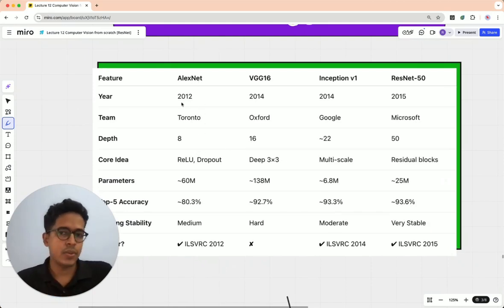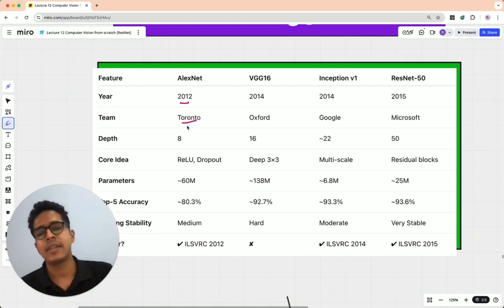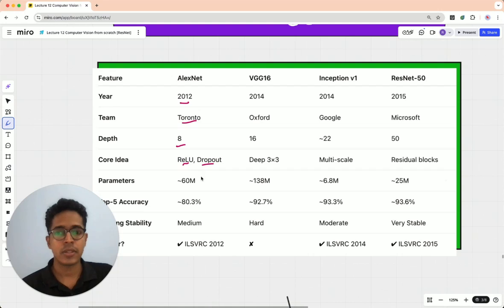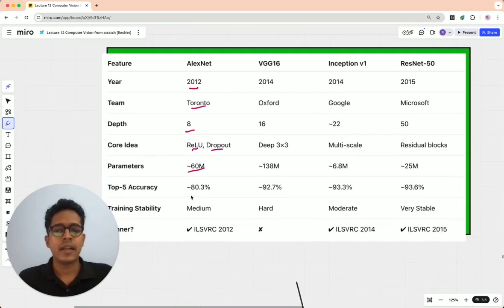So AlexNet, in 2012 at the University of Toronto, by Alex Krizhevsky, Ilya Sutskever, and Professor Geoffrey Hinton. Depth was 8. It introduced ReLU, dropout, and parallel processing using GPU. It had 60 million parameters, and it got a top 5 accuracy of 80.3 in the ImageNet competition. And it was the winner of the ImageNet Challenge in 2012.